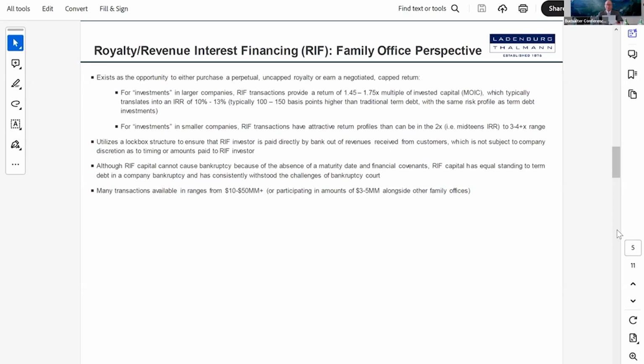This form of financing has been well tested in bankruptcy and has sailed through bankruptcies, protecting the revenue interest finance investor. Again, I'd like to highlight that this financing, almost by design, can't cause a bankruptcy, but companies go into bankruptcy because their operating model fails for many other reasons.